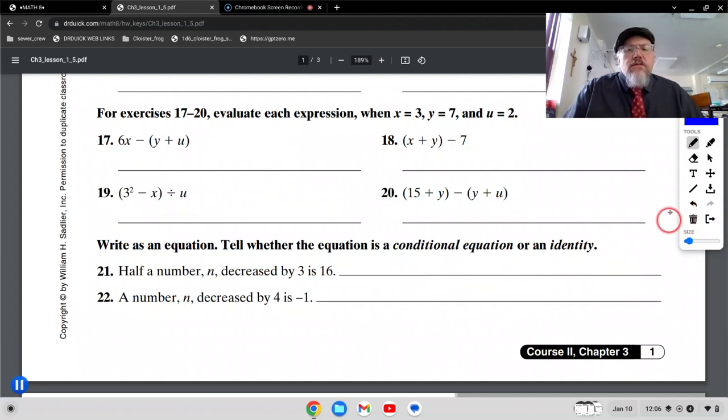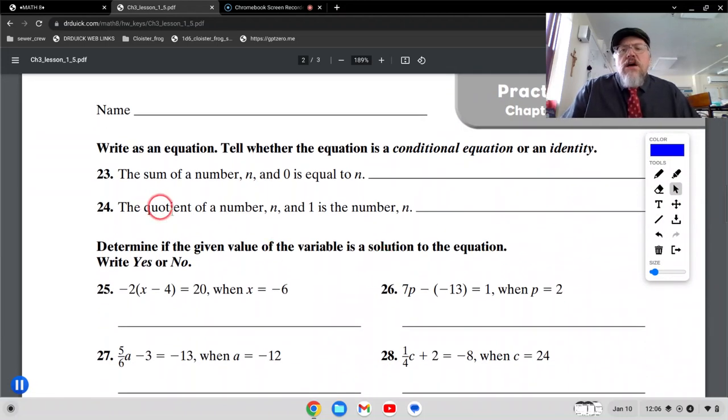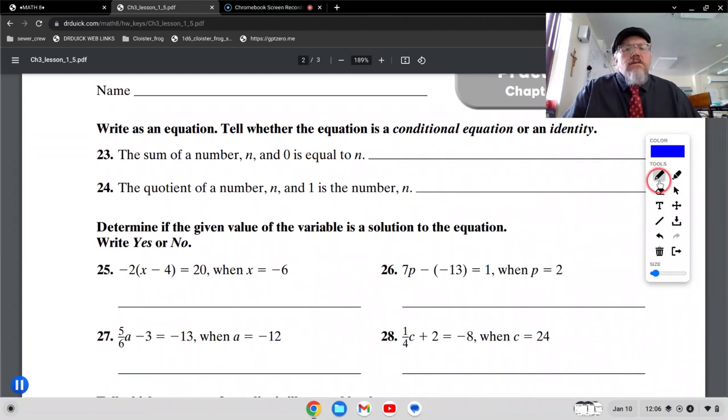Let's go down a little further. Let's take a look. All right. 23 is the sum of a number. Okay, this looks interesting, right? Sum of a number n plus 0 equals n. That's definitely an identity property, right? Because you're proving itself by just adding 0 to itself. That's an identity property.